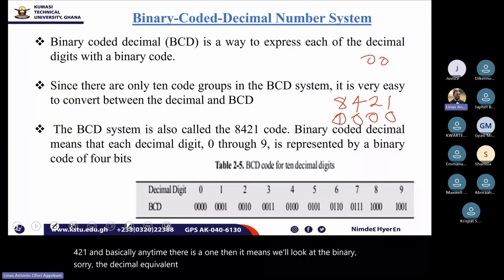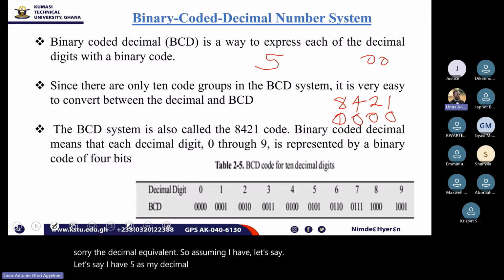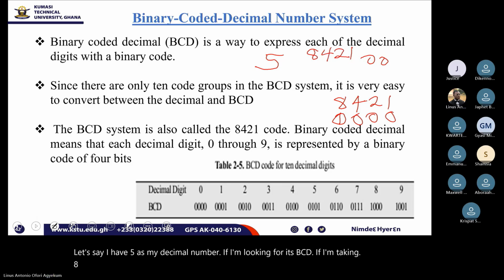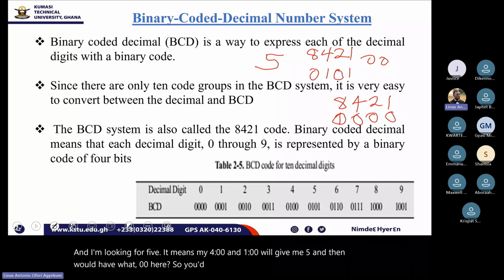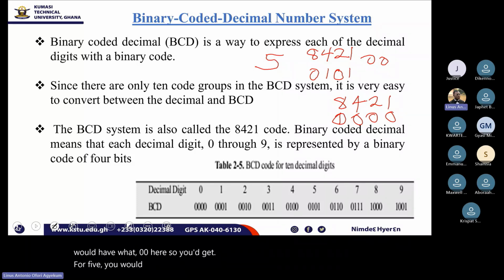So assuming I have 5 as my decimal number. If I'm looking for its BCD, if I'm taking 8, 4, 2, 1, and I'm looking for 5, it means my 4 and 1 will give me 5. And then we would have 0, 0 here. So for 5, you would get 0, 1, 0, 1. Okay.